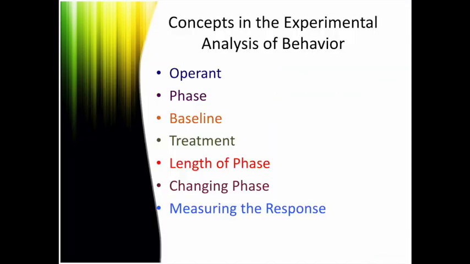So we're going to talk more about the concepts in the experimental analysis of behavior that Skinner developed. And we've already mentioned that phrase operant. We're going to talk more about that on the next two slides. And then we're going to talk about all these other terms on this slide: phase, baseline, treatment, length of phase, changing phase, and measuring the response. So these are all concepts in Skinner's experimental analysis of behavior, and now we're going to go through them one at a time.